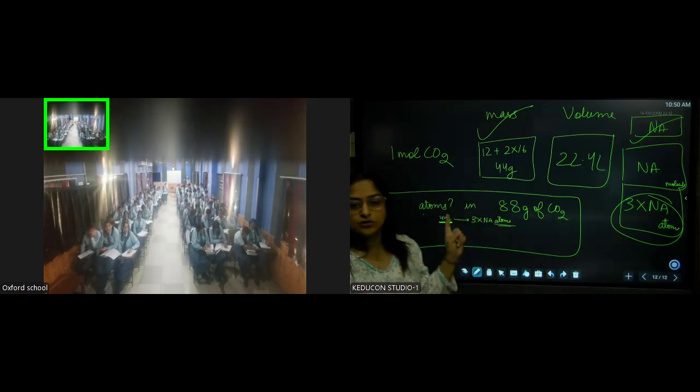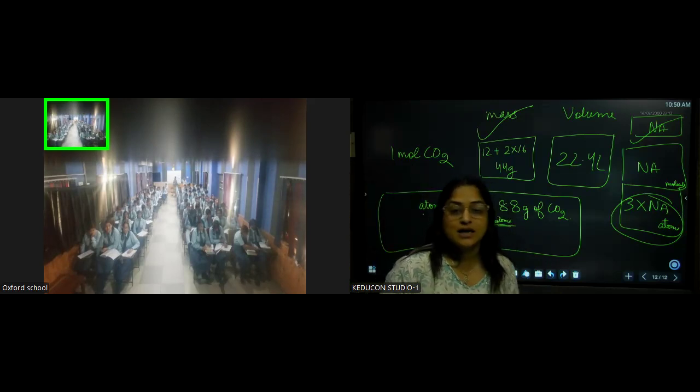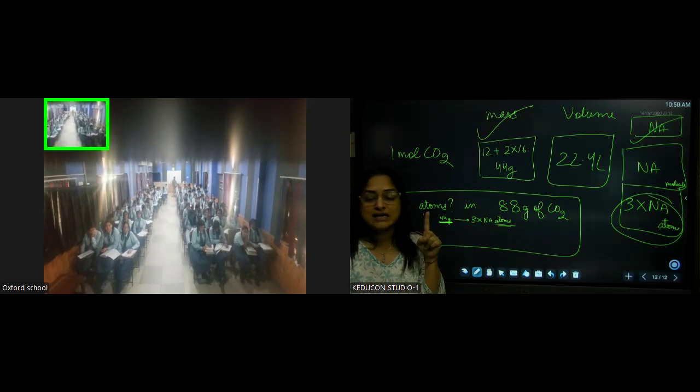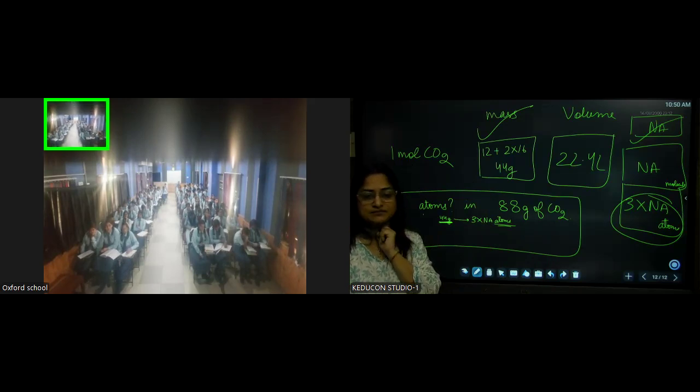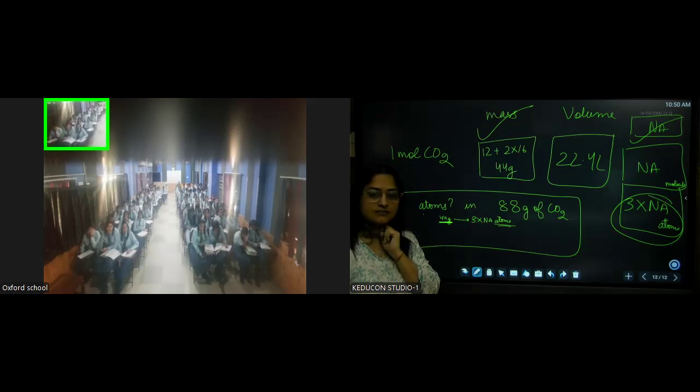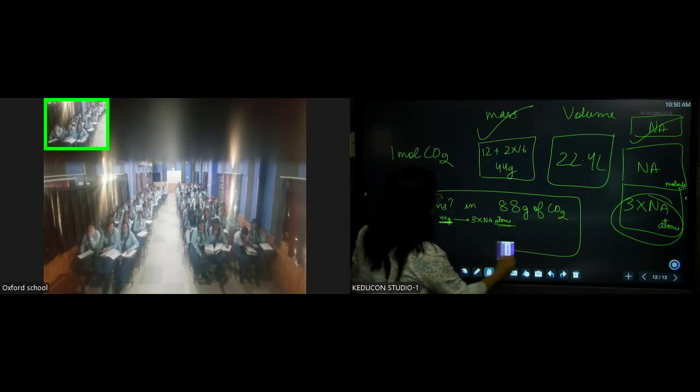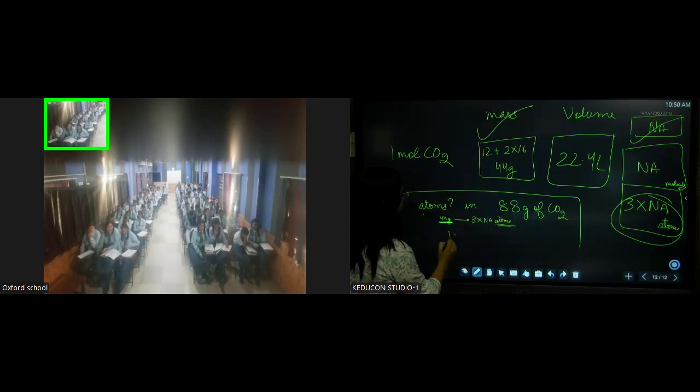1 ग्राम में निकाल सकते हो। If 44 grams have 3 into Avogadro number of atoms, 1 ग्राम में कितना होगा? 1 ग्राम will contain how many number of atoms? Sorry, 1 ग्राम में कितने atoms? 3 into Avogadro number of atoms divided by 44. 44 ग्राम्स में आपको थिंग इज गिवन और आपको 1 ग्राम में निकालनी है.